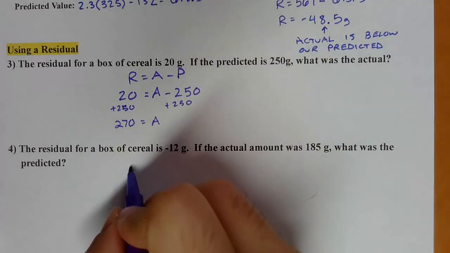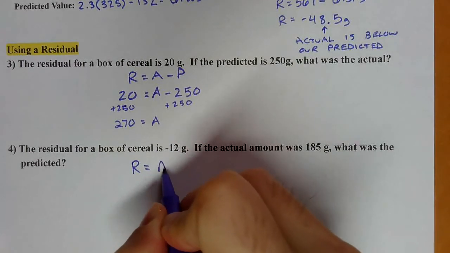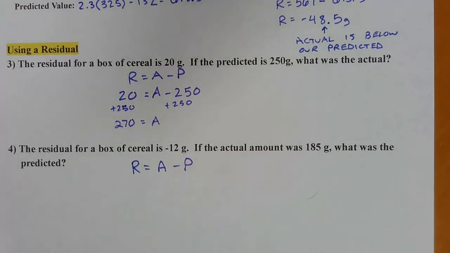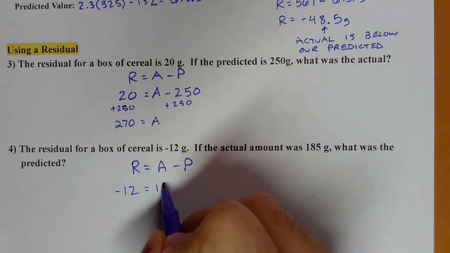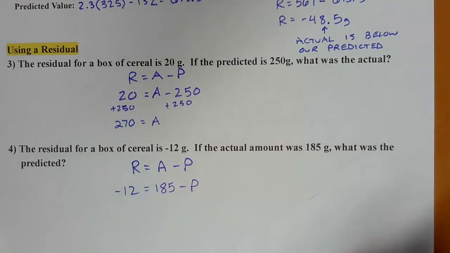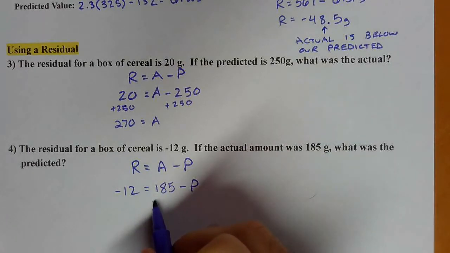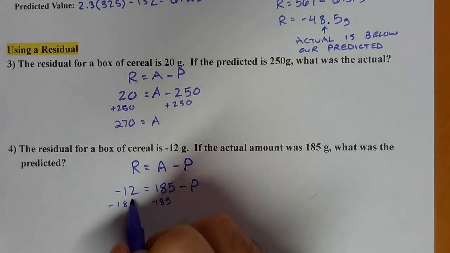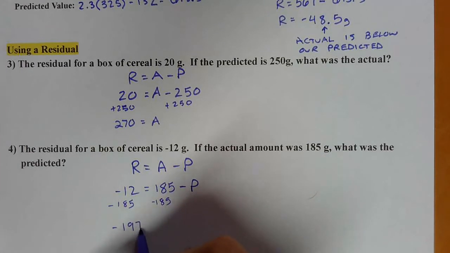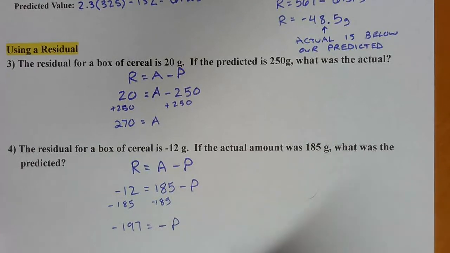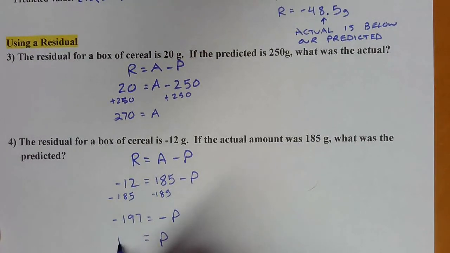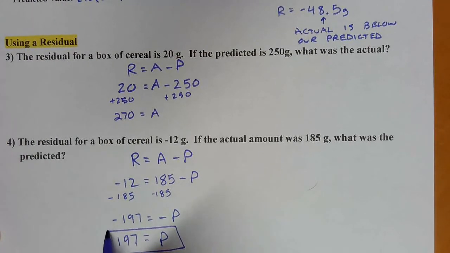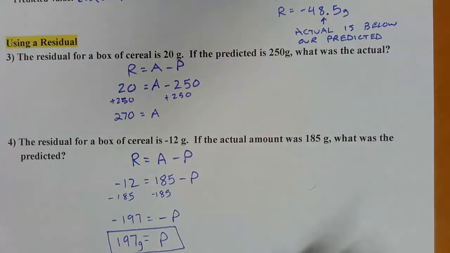So we're going to prove that with our equation. Residual equals actual minus predicted. Negative 12 equals the actual amount, 185, minus the prediction. Subtract 185, which gives us negative 197 equals negative p, and divide by negative 1. So p is equal to 197. Should probably put some grams on there. Same with our last answer, grams.